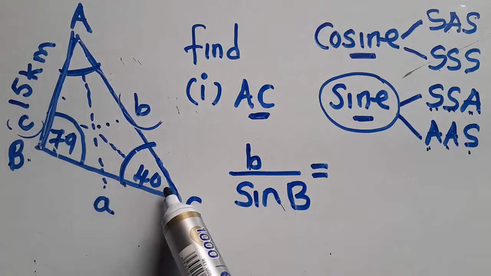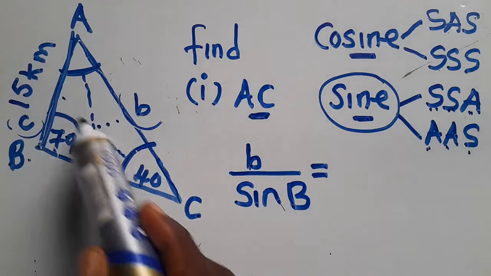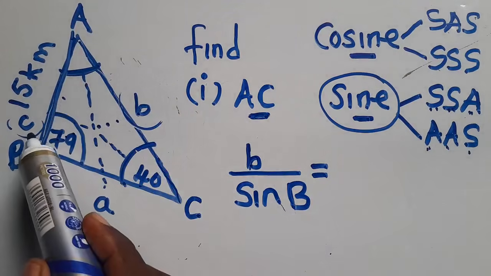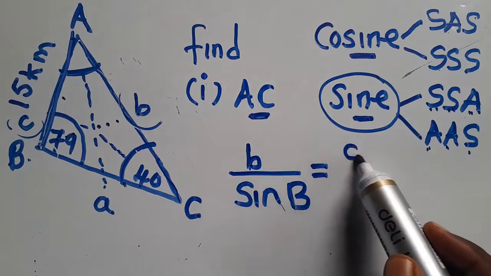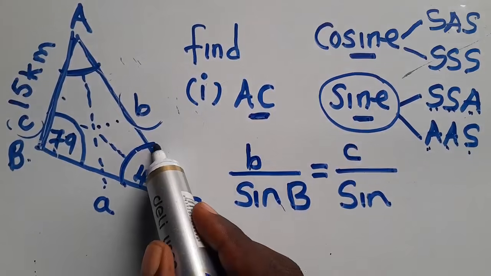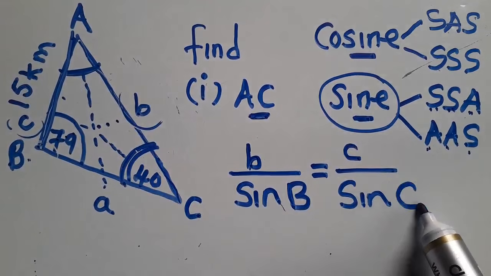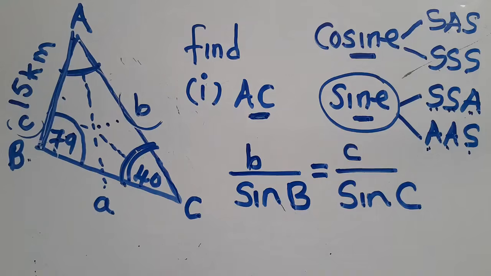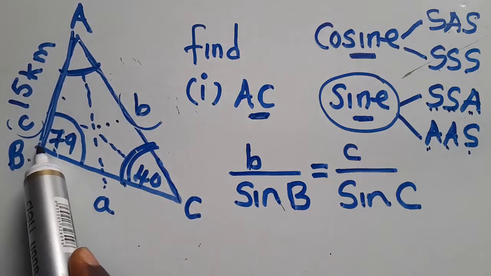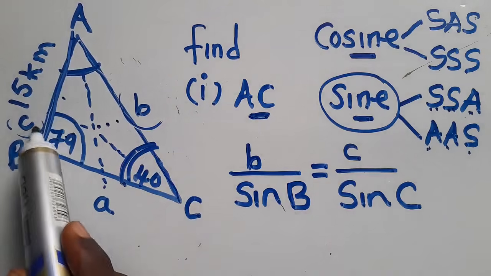If you check this side here, this side is given and the opposite angle is also given. So we are going to use this one. So c, that is side c, over sine of angle C. Have you seen the way these are coming up? So we are to find b, the opposite angle there, then we get the c here.